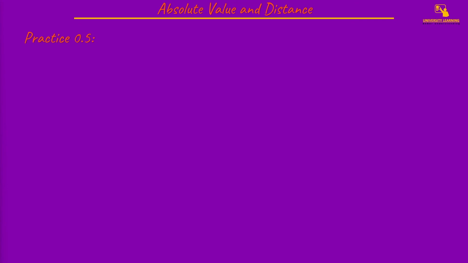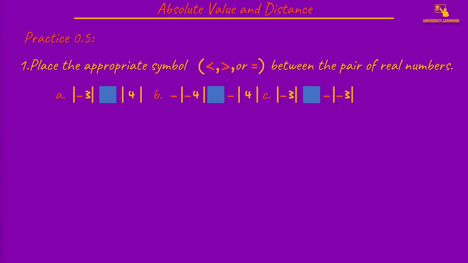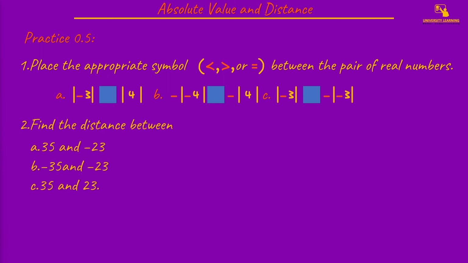Now, I want you to take your notebook and do this practice 0.5. Place the appropriate symbol, less than, greater than, or equal, between the pair of real numbers. You have the absolute value of negative 3 comparing to the absolute value of 4. And you also have negative the absolute value of negative 4 comparing to negative the absolute value of 4. And the last pair of numbers, you have the absolute value of negative 3 comparing to negative the absolute value of negative 3.